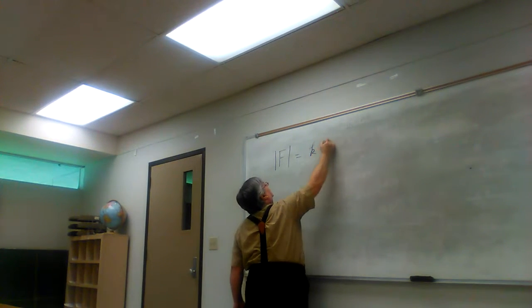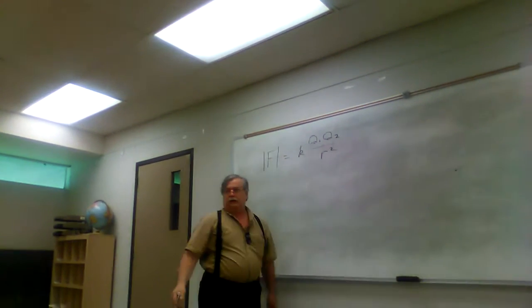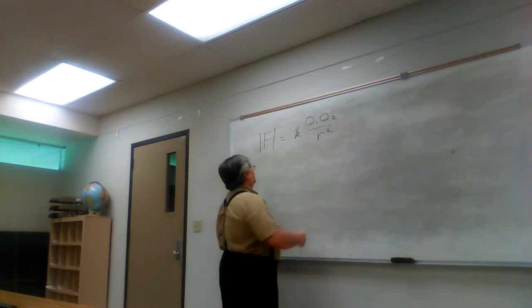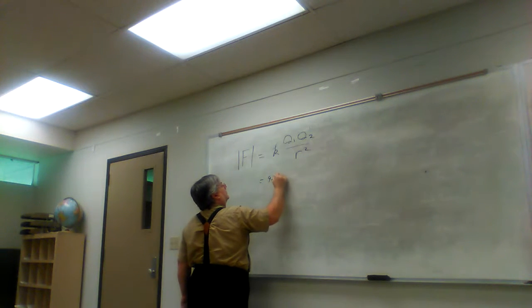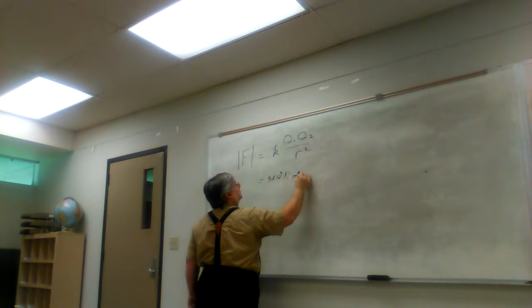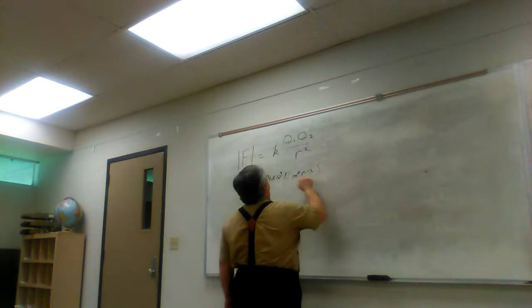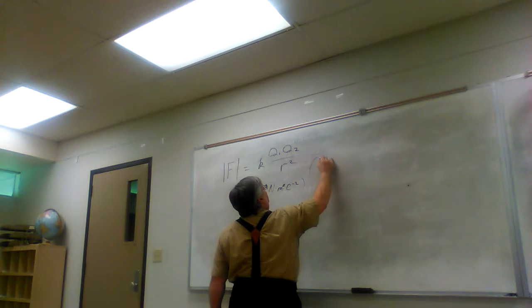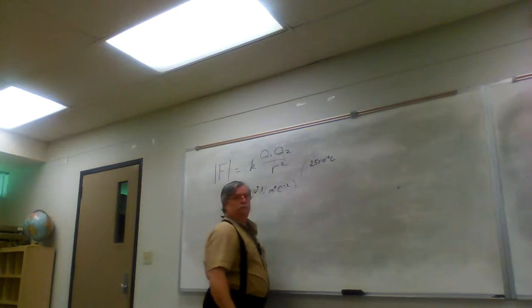It's going to be equal to K times Q1, Q2 over R squared. Somebody look in their book and make sure that I got that right. Okay. What is K? 9 times 10 to the 9 Newton meters per Coulomb squared, right? Okay. That's K. Q1 is 25 times 10 to the minus 6 coulombs.